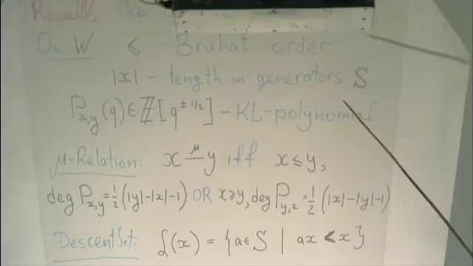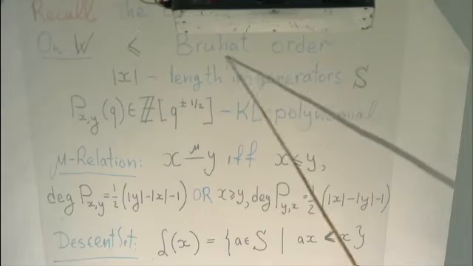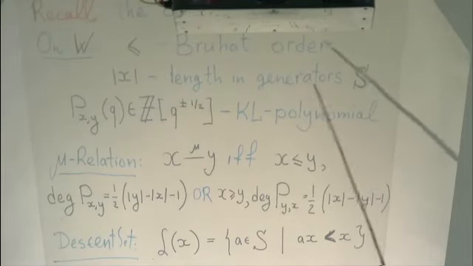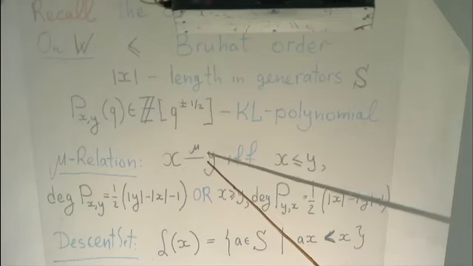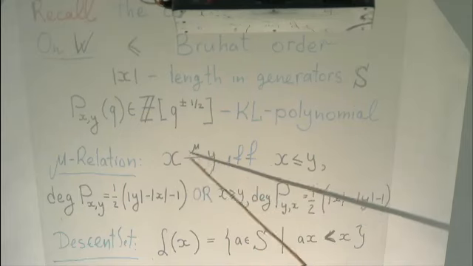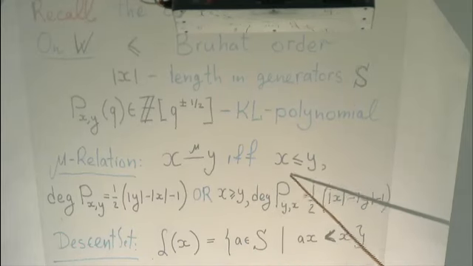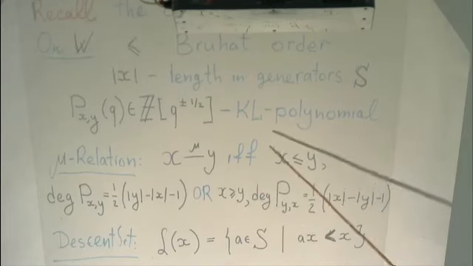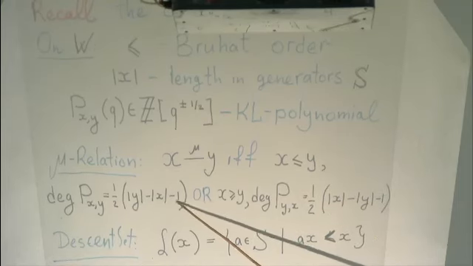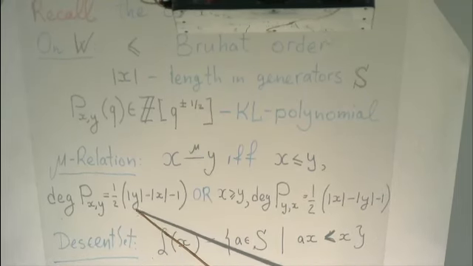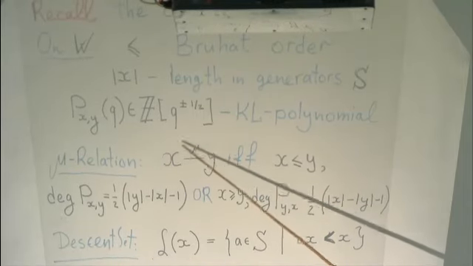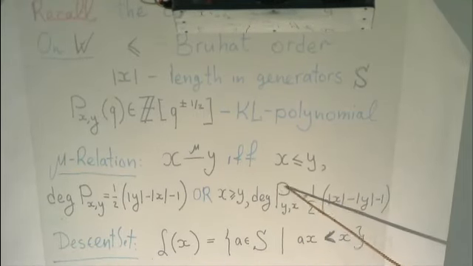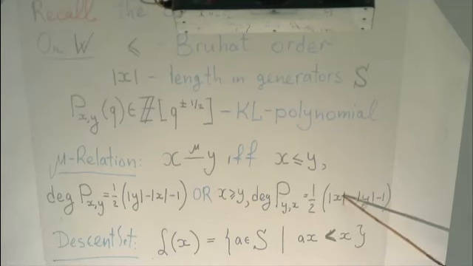Essentially, you have to use on W the usual Bruhat order, or the usual length in generators of S, and Kazhdan-Lusztig polynomials. And then there is this thing called mu relation. We say that x and y are in mu relation if x is less or equal than y, well, there are two cases. x could be less or equal than y, and the degree of the Kazhdan-Lusztig polynomial should be as big as possible. Can't go over this. Or alternatively, x could be greater than y, and the degree of the Kazhdan-Lusztig polynomial in the opposite order has to be maximal.